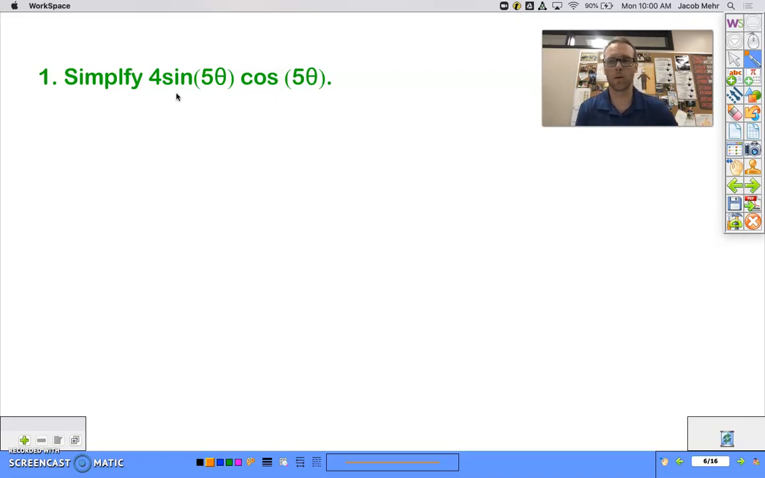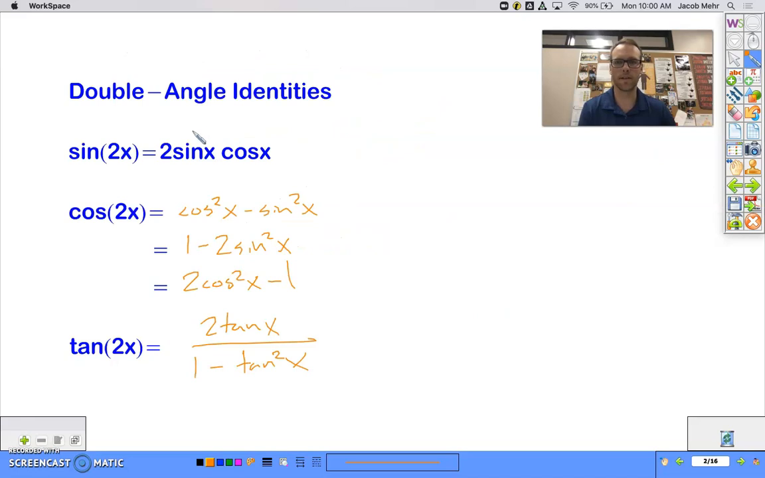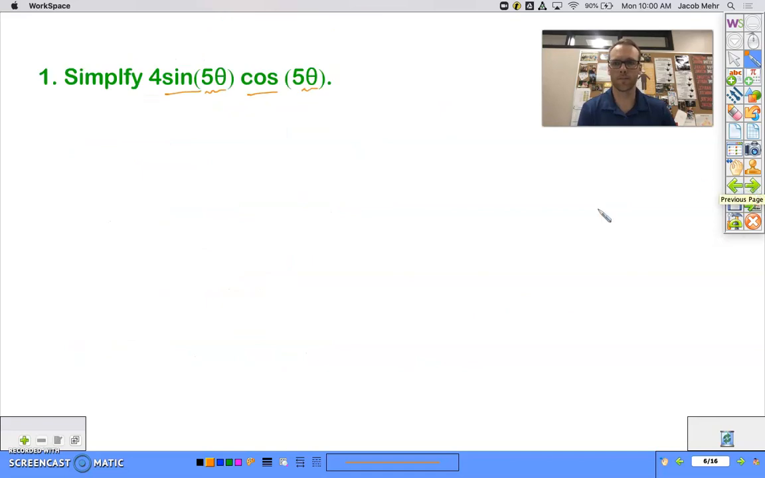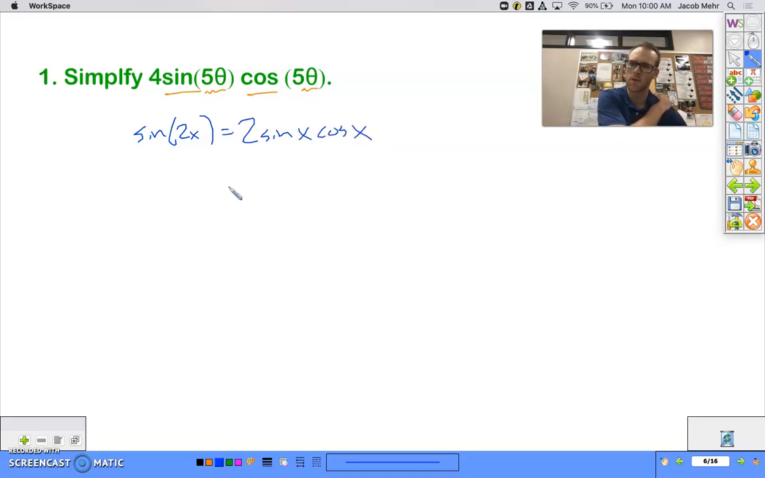Okay. Now, here's what I notice here. I have a sine times a cosine. The angles in there are the same. It reminds me a lot of this side of the double angle sine identity. However, we don't have x's, we have 5 thetas. So here's what we're going to do. Let's just write down our double angle identity for sine. Now to help me think about this, because sometimes I struggle here when I switch my variables, we don't have x's in this problem, we have thetas. So let me rewrite it with thetas.